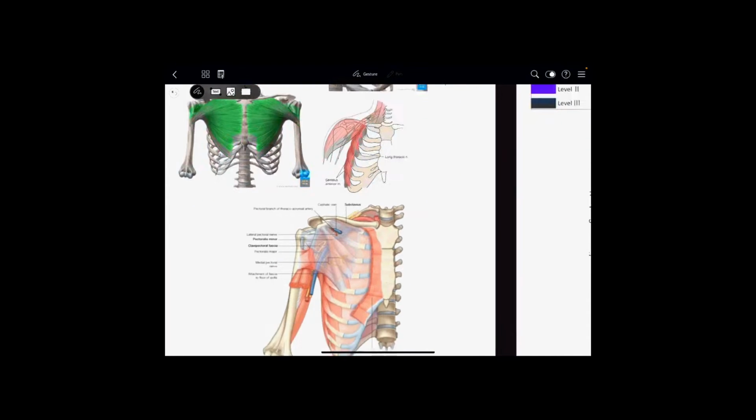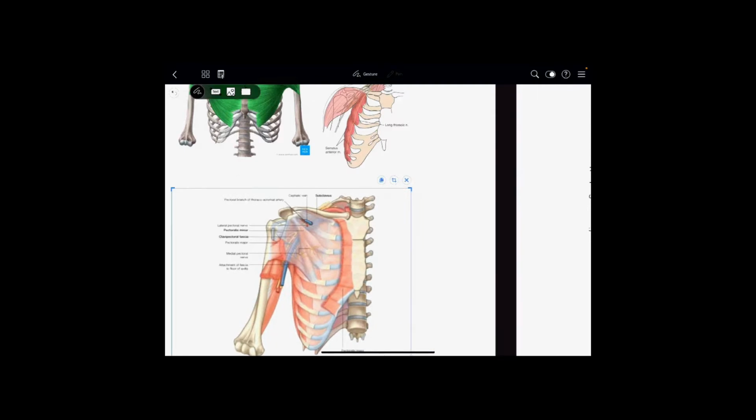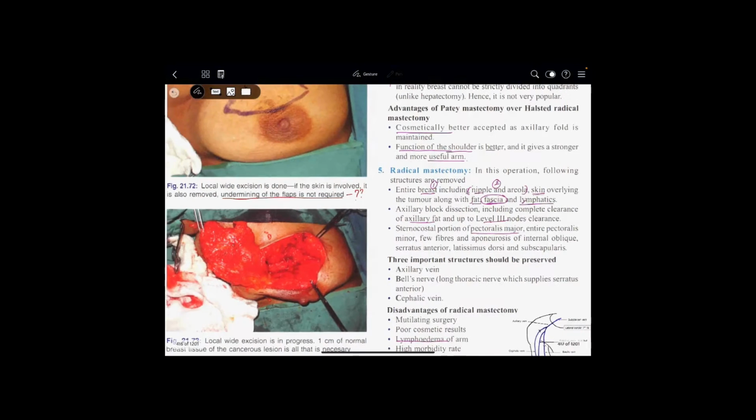So as you can see in the diagram, this is pectoralis major, which will cover like this, and then the pectoralis minor, which is here, which will cover like this, and beneath this, below pectoralis minor, is the fascia, which will also be removed. So yeah, just write all the structures in and around breast and you'll have your answer.